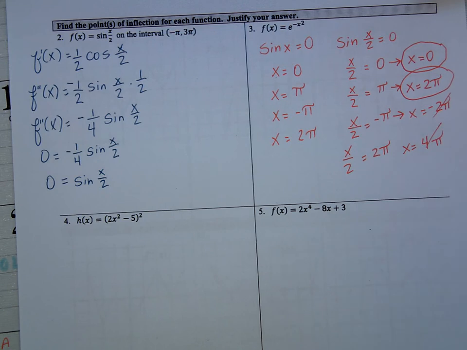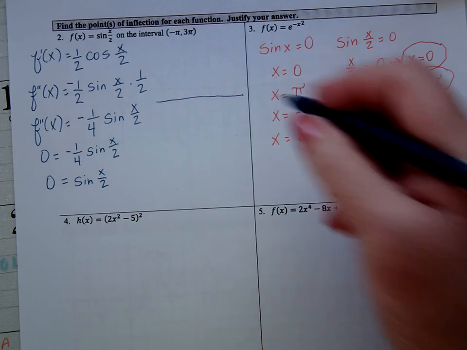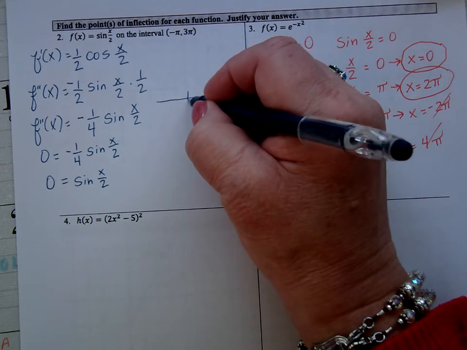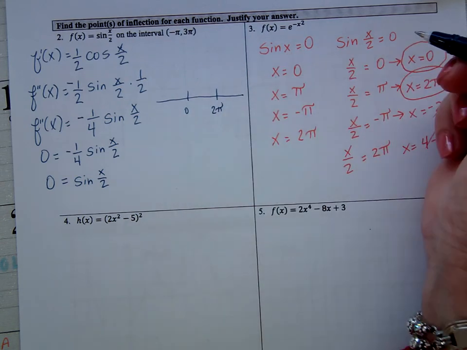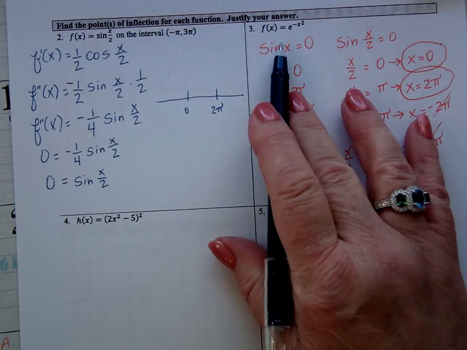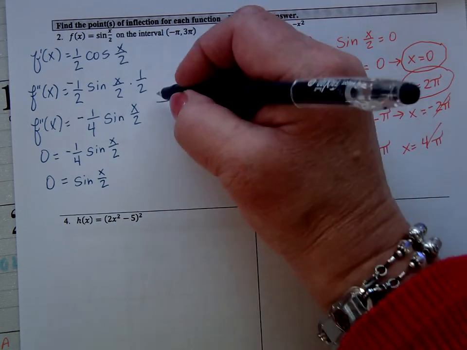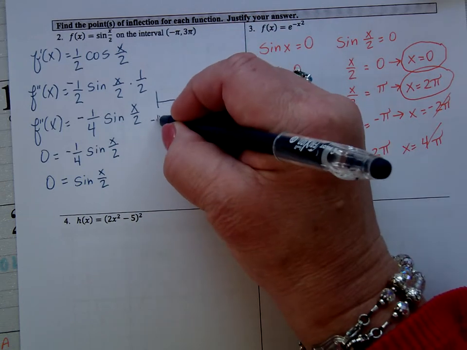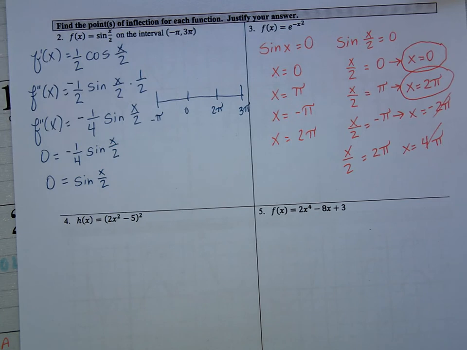So I'm going to set up a sign chart. My sign chart is a little interesting this time because I know I have 0 on there, and I know I have 2 pi on there. But I have boundaries this time, where in number 3 you don't have boundaries. This time they gave me boundaries. My left boundary is negative pi, and my right boundary is 3 pi. So I'm setting up my sign chart based off of this.